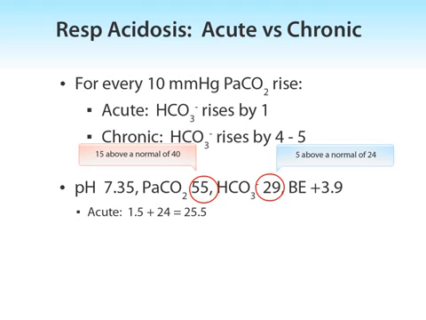In chronic respiratory acidosis, the bicarbonate should rise by at least 4 milliequivalents for every 10 rise in carbon dioxide. With a carbon dioxide 15 points above normal, the bicarbonate should have risen by at least 6 milliequivalents to a level of 30. The patient's actual level of 29, therefore, indicates a combination of acute and chronic disorders.